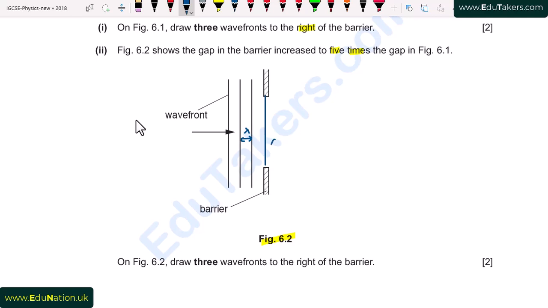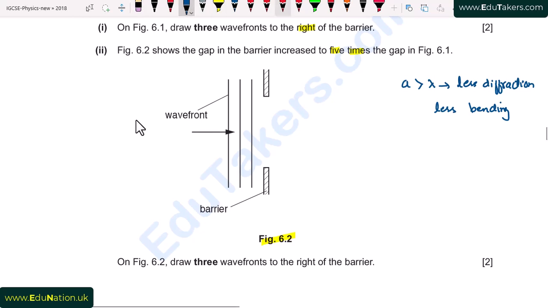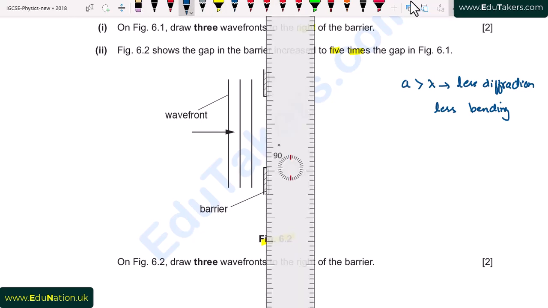Here we can see that the gap between the barriers is much greater as compared to the wavelength. In this way there will be less diffraction. It means that there will be less bending. So I will draw these wavefronts on the right side. Then I use a ruler.